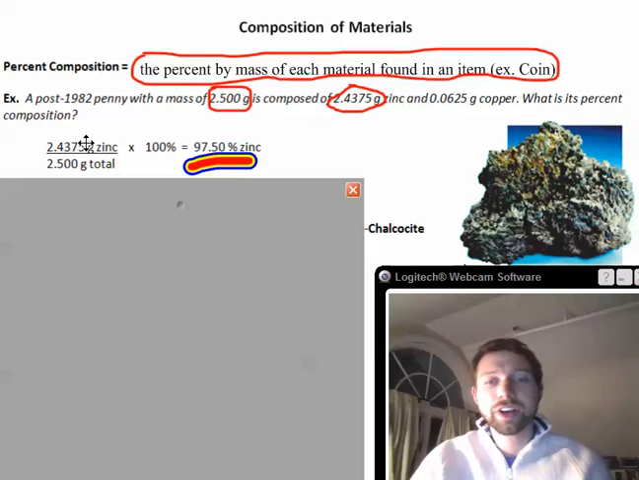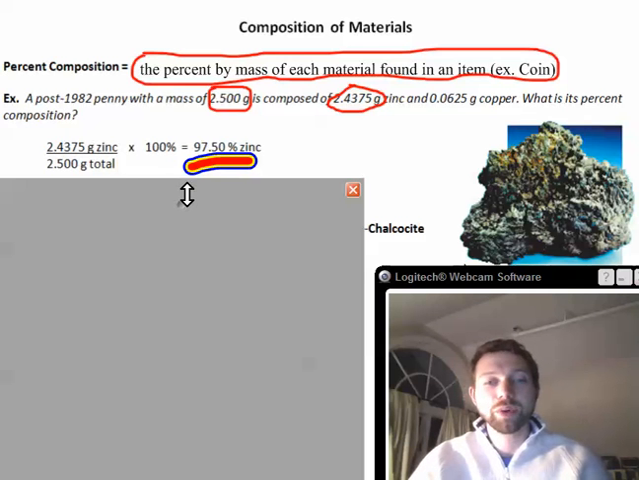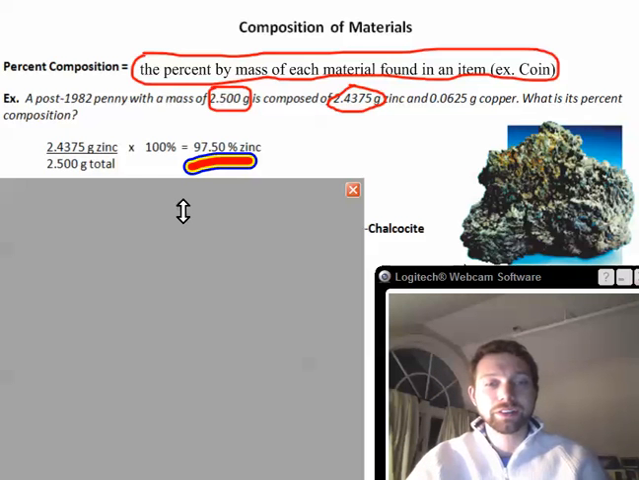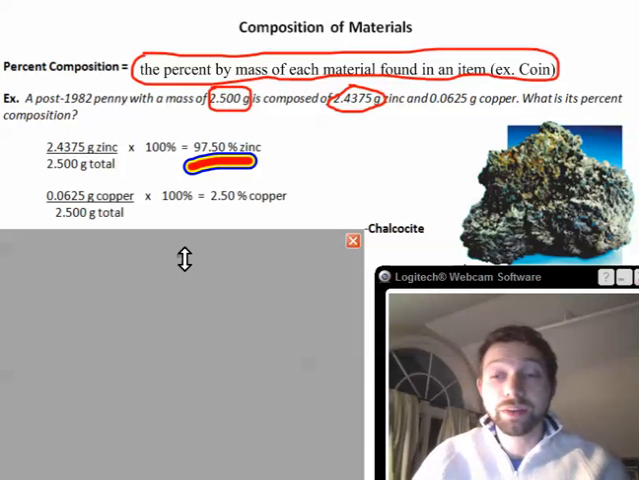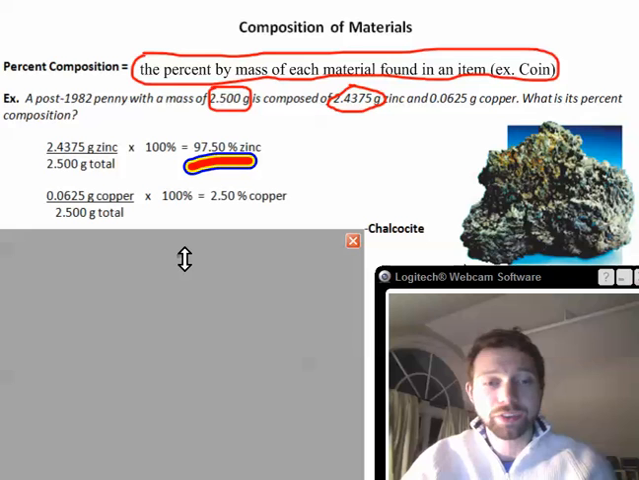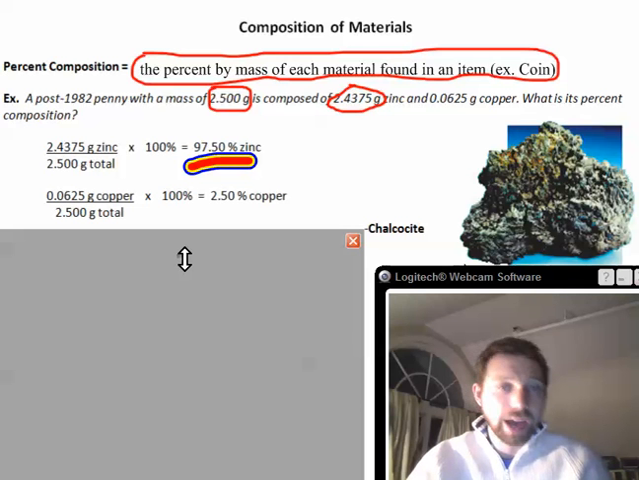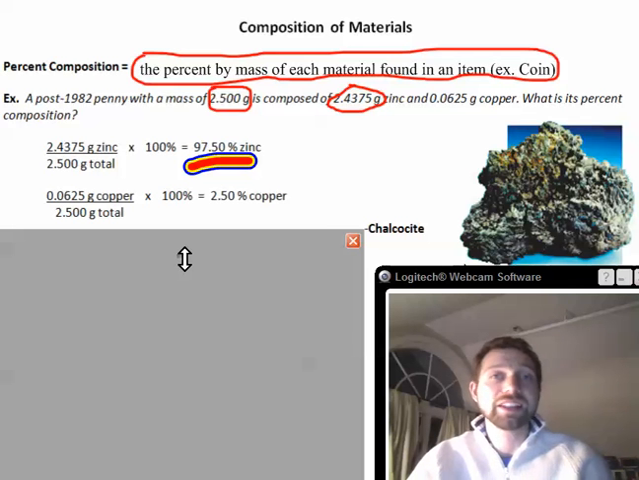No. We haven't figured out yet the percentage of copper. You might guess by looking at 97.5% how much copper is in there, but let's figure it out mathematically. So what we do again is we take the mass of the copper in there, which is 0.0625 grams, divide it by 2.5, which is the total, multiply it by 100, and we get 2.5% copper. So that means that 2.5% of the mass of that penny is copper. The rest of it, 97.5%, is zinc.